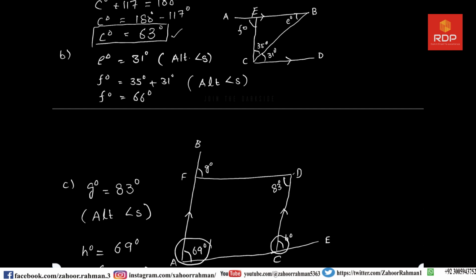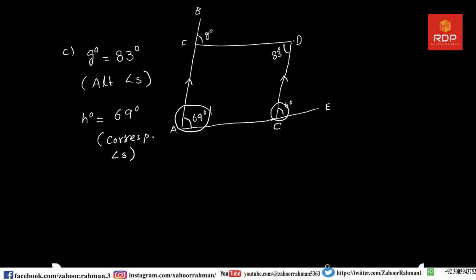That's it. Now we have to find the value of this F. So this one will be equal to the whole of this one by alternate angles. So keeping in mind these alternate angles, F is equal to 35 plus 31, and that is equal to 66 degree. Now we found the two unknown values, the value of E and F. Now let us turn our focus to the C part.